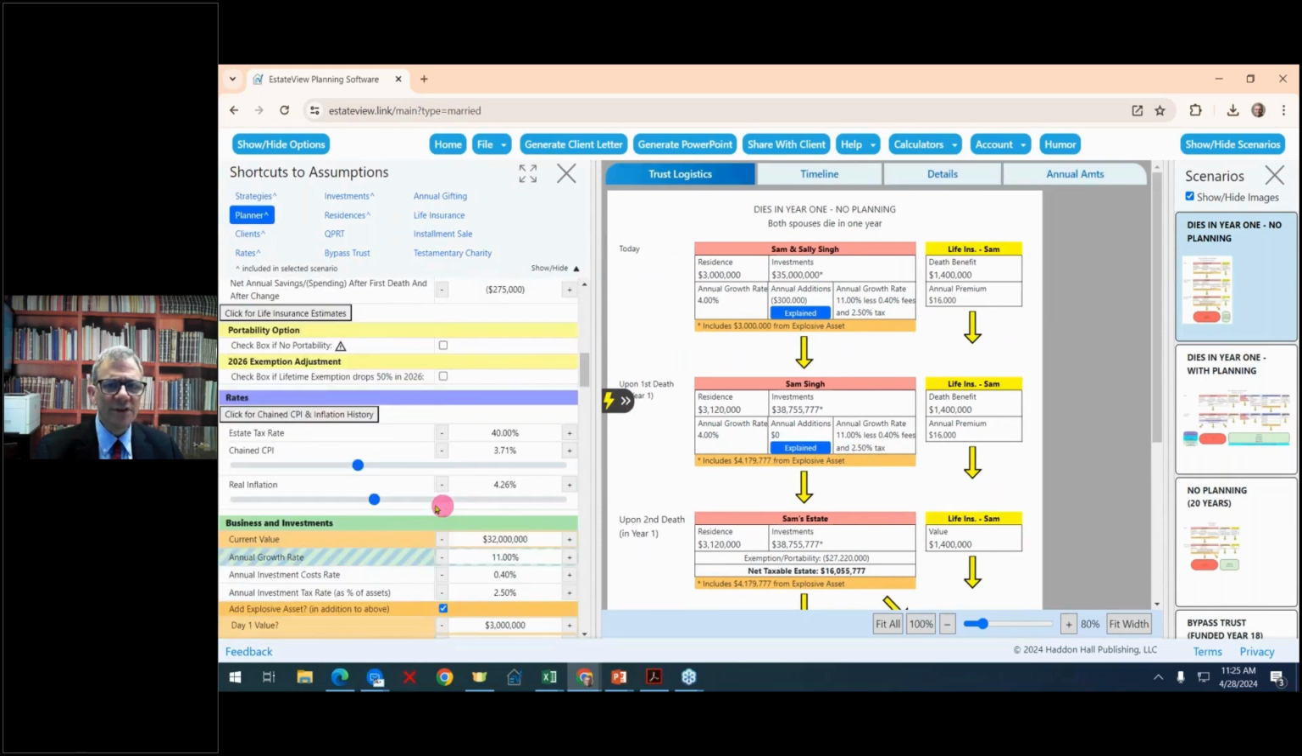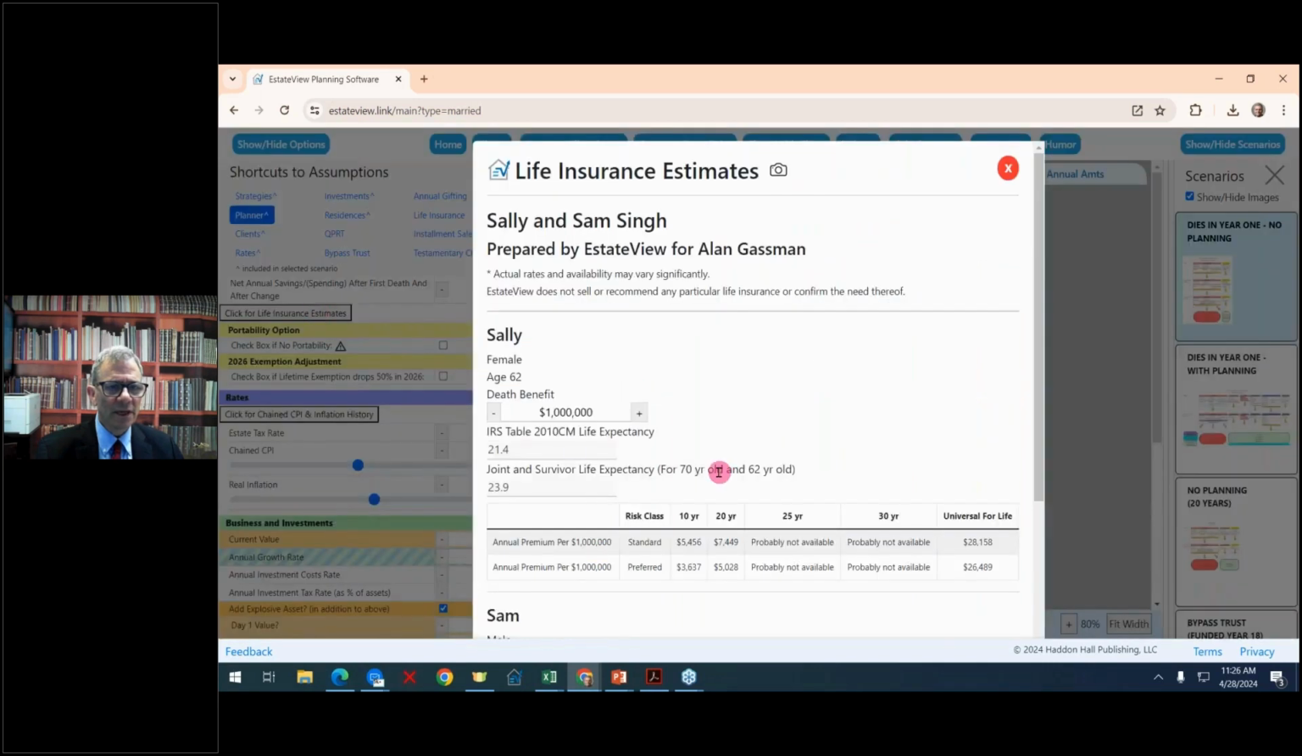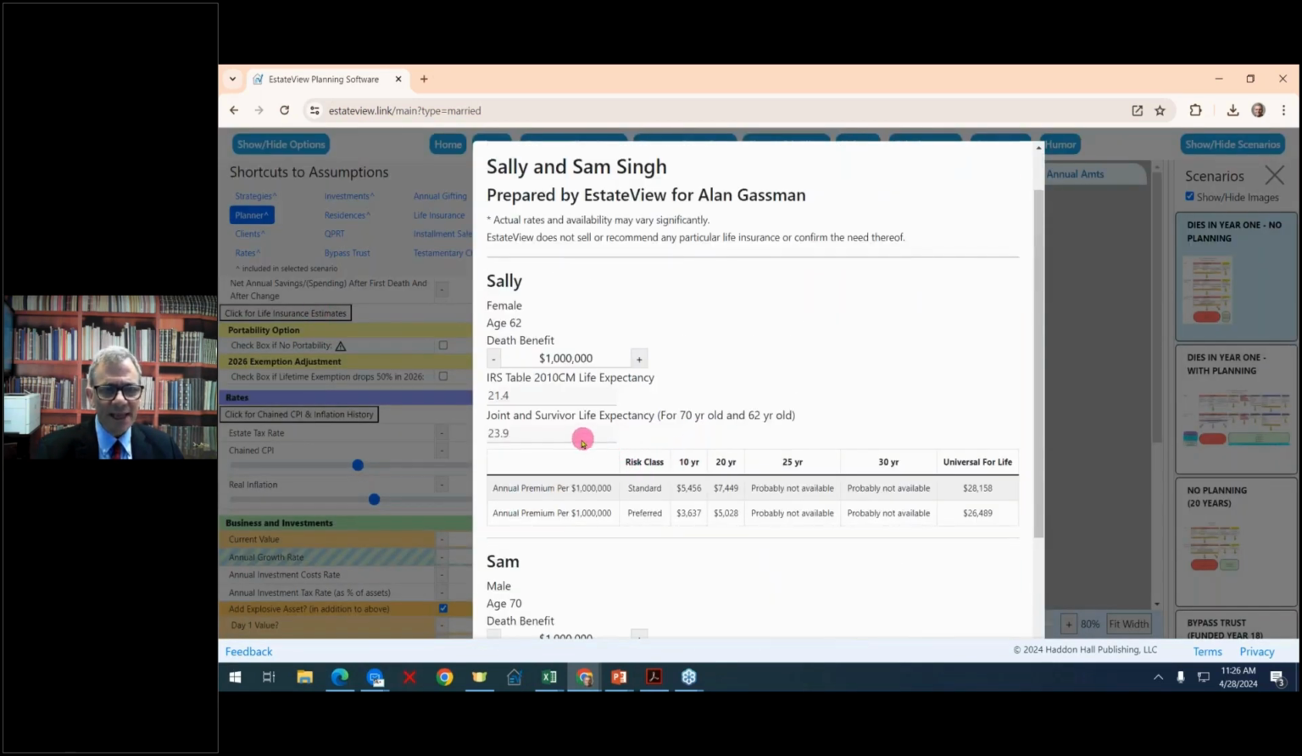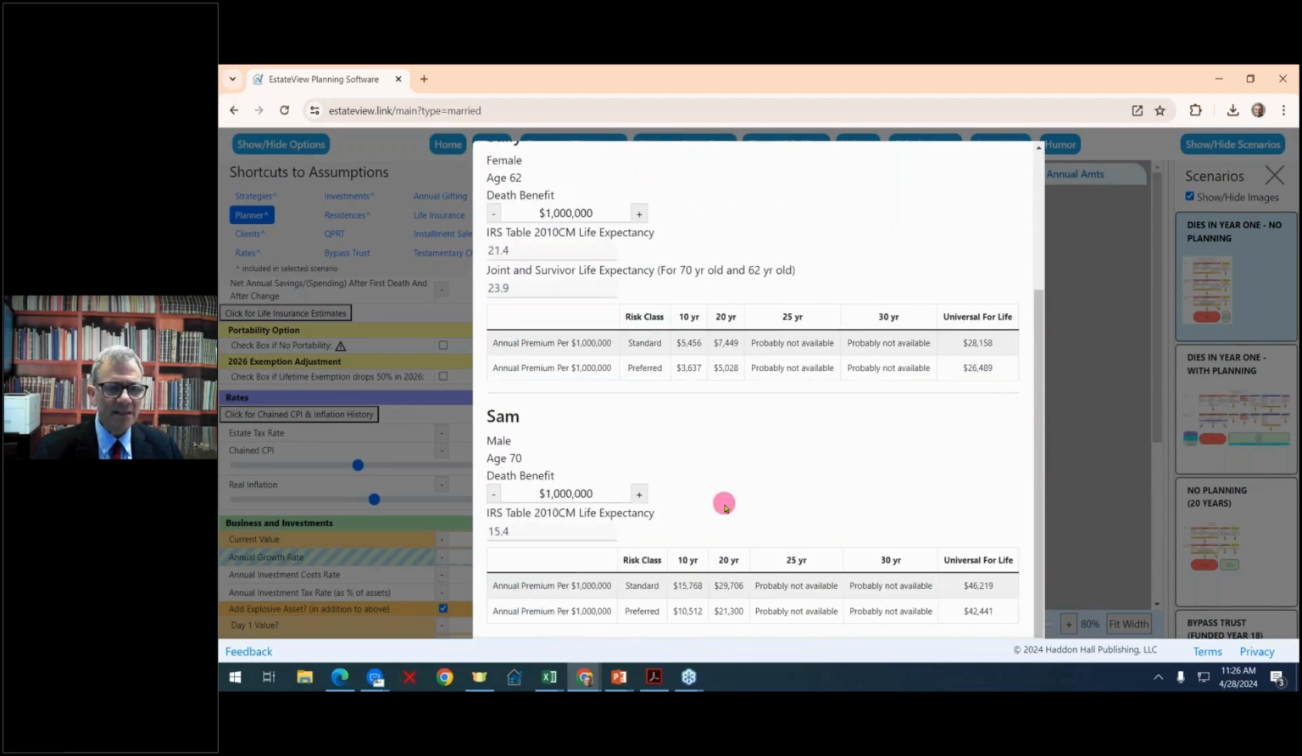Another thing when you're with the married couple is you can click on life insurance estimates. When you click on life insurance estimates, it'll show you the life insurance situation and life expectancy situation for both of them. So you can then find out what a term life or a universal lifetime pay policy might typically cost based on whether they're standard or preferred, and use those numbers in your planning.